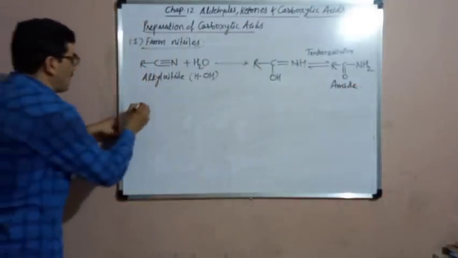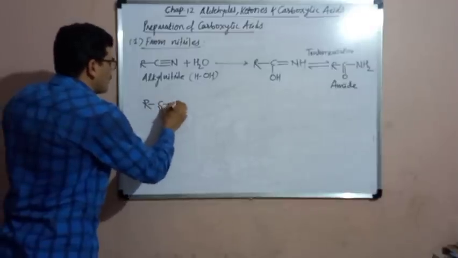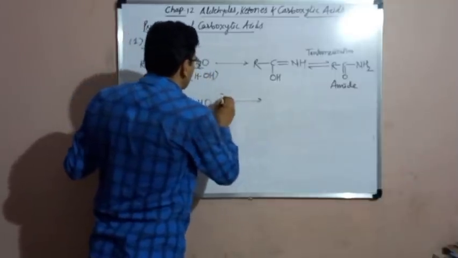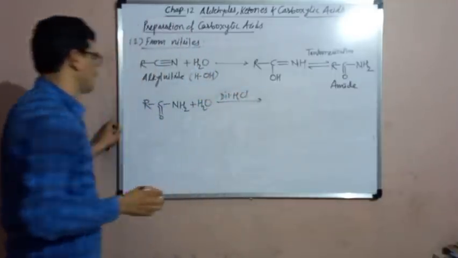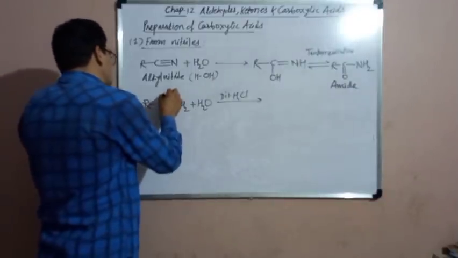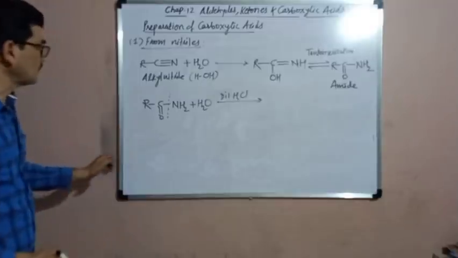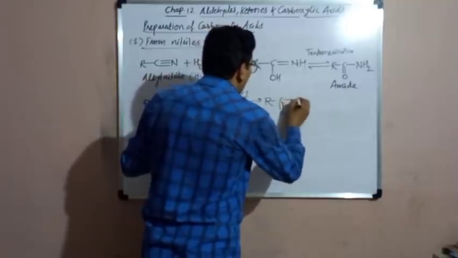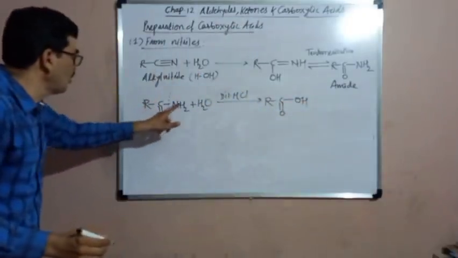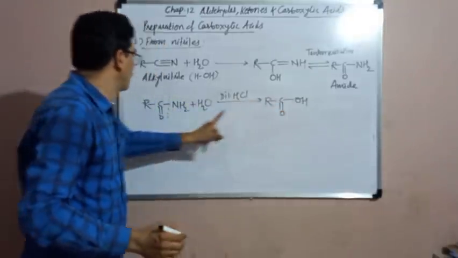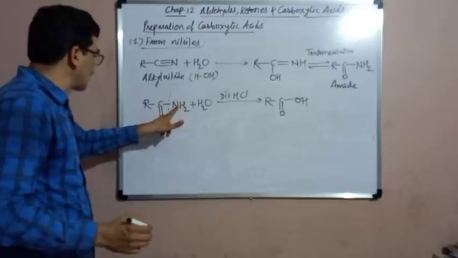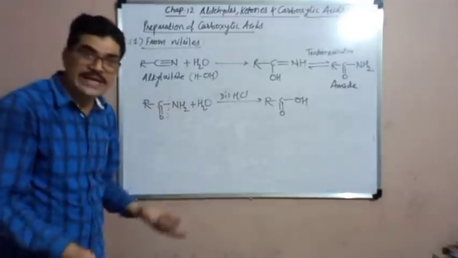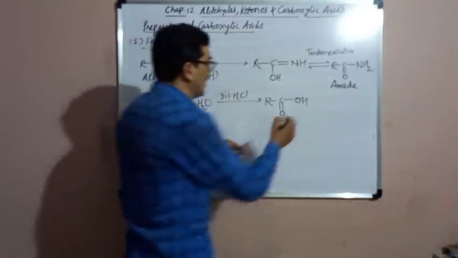Later on what happens? This amide is further hydrolyzed by dilute acid, dilute HCl or dilute H2SO4. So what happens here? In the further hydrolysis, there is a breakdown of the carbon-nitrogen bond and there is a formation of RC double bond O, OH. OH from water combines here. Now hydrogen from water will combine to NH2 and further NH2 and hydrogen will form ammonia. Ammonia will react with HCl to form NH4Cl.